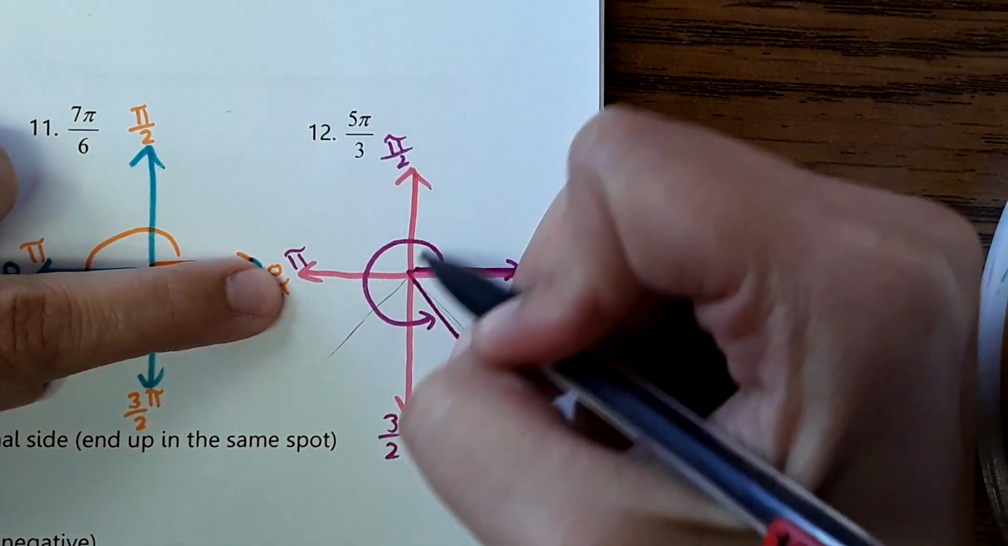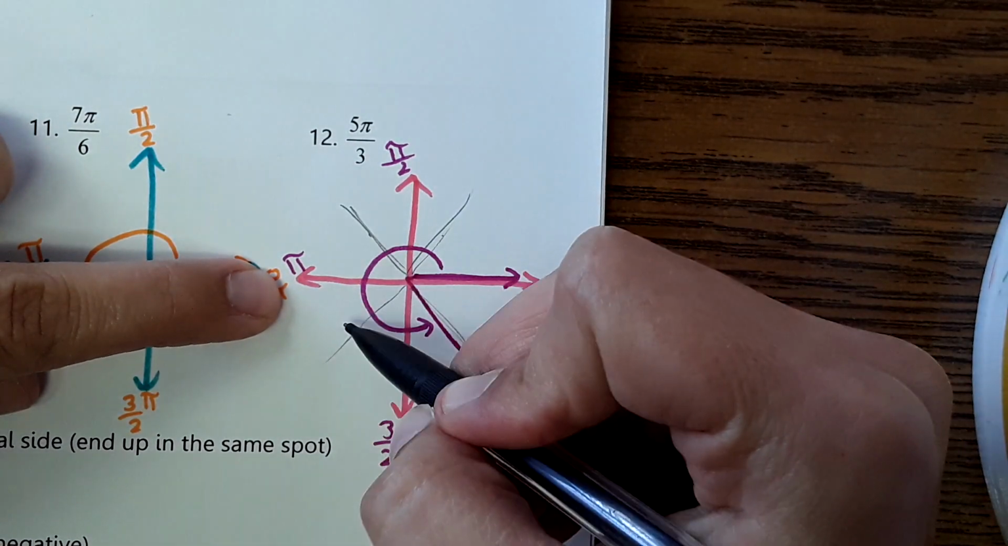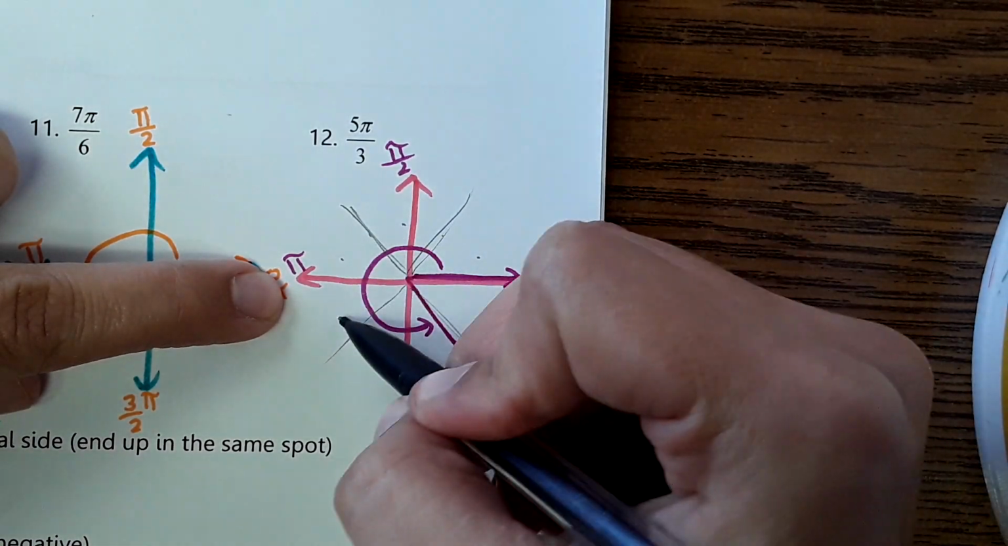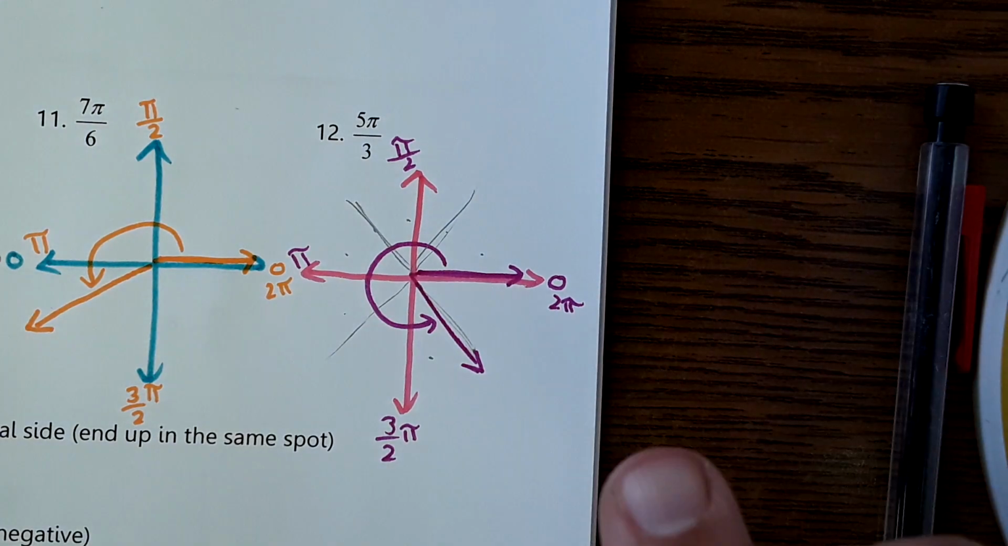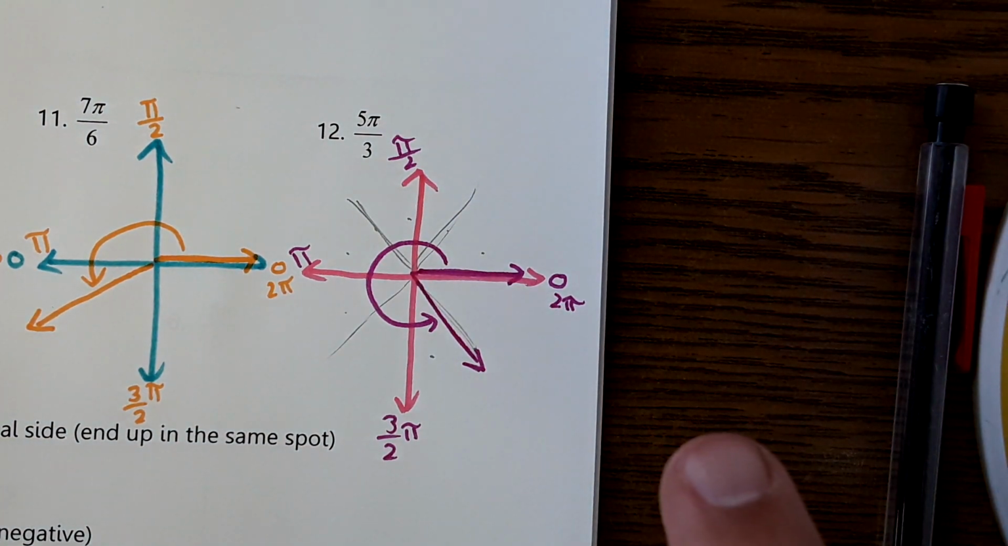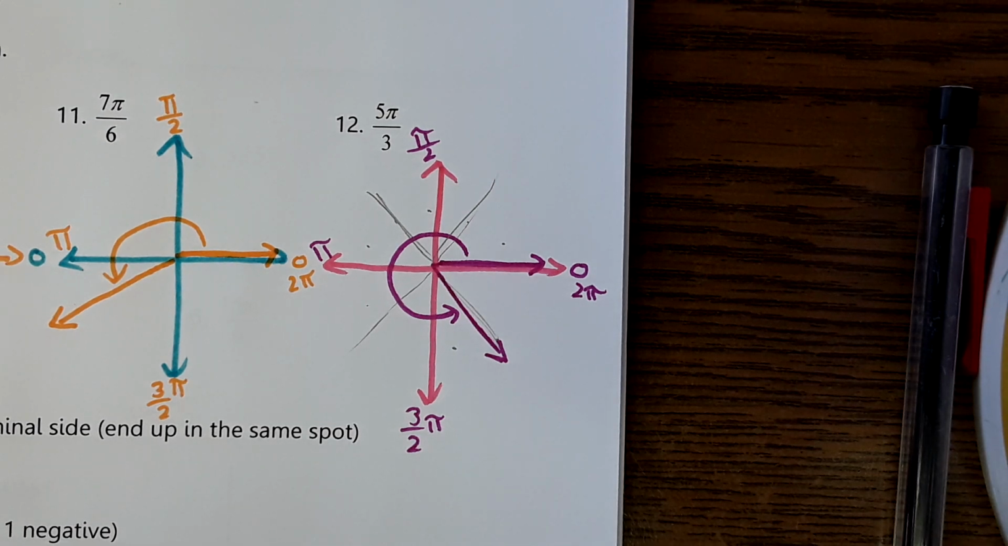So this is pi. If we broke this up into 3 parts, we need 1, 2, 3, 4, 5 parts to get there. I don't know. How's that feeling? Is there a better way to say that? I have no idea.